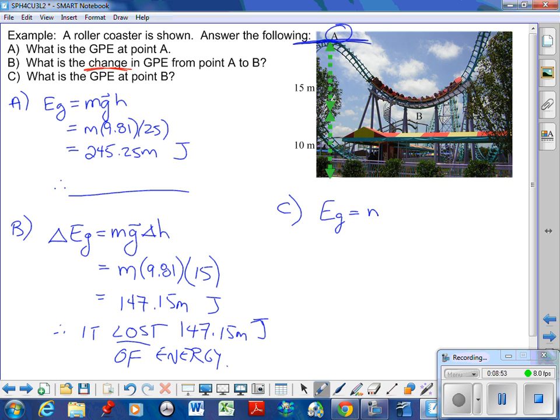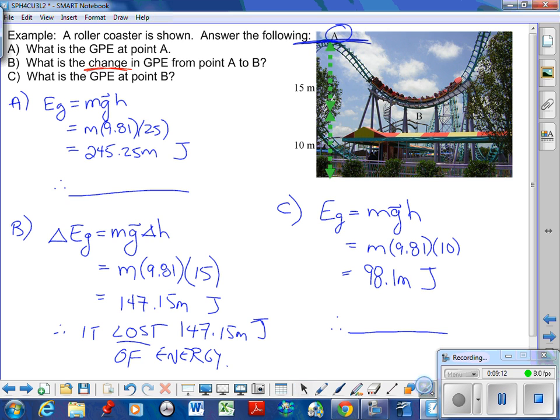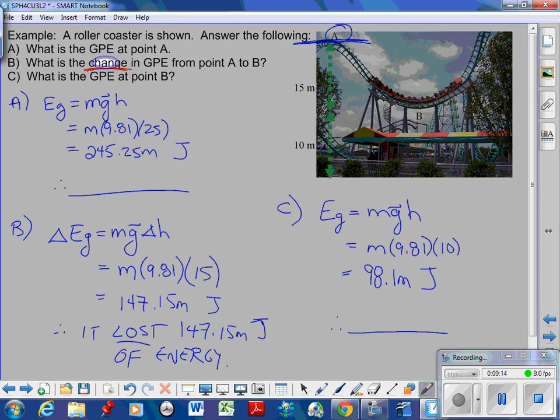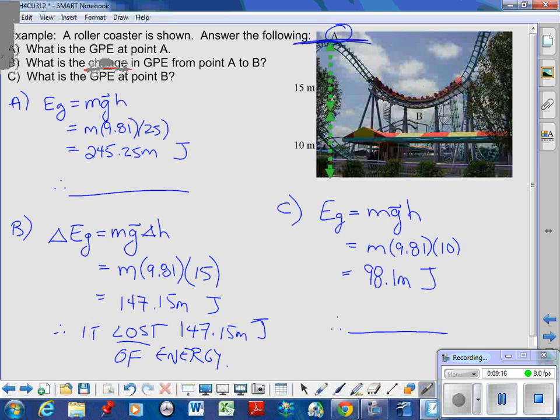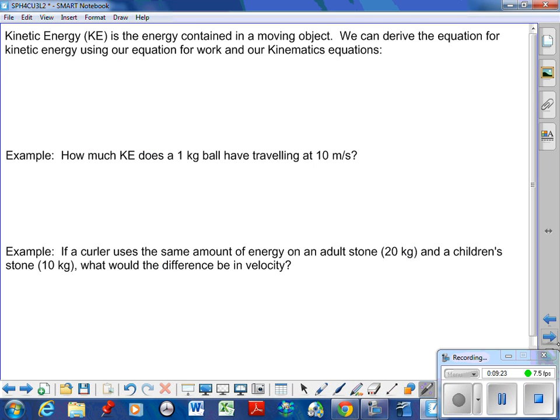Straight calculation of mgh. So again, we don't know mass. 9.81 times 10. So 98.1 m joules of energy. All right. So there's your calculation. There's an example where we have the word change thrown into a question. So it means you'd have to use your corresponding change formula or delta formula. Now the second part of this lesson is kinetic energy.